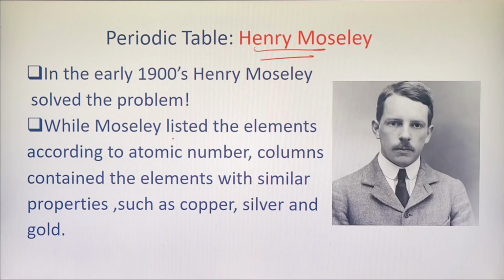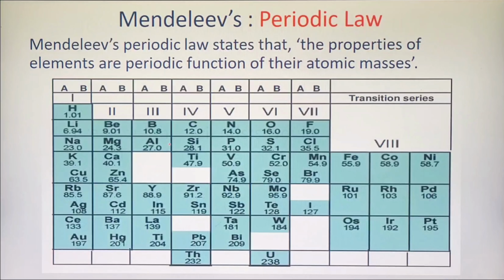Now, there was only one small change from Mendeleev's periodic table. I just now told you how did Mendeleev classify the element. He classified the elements based on their atomic masses.